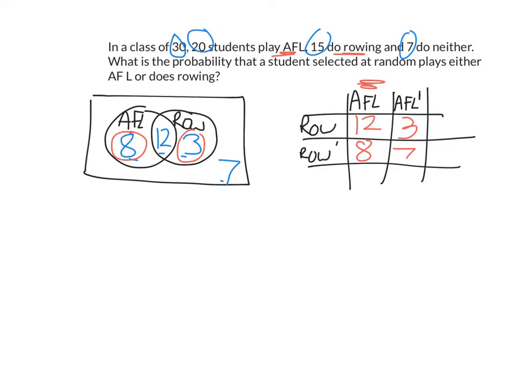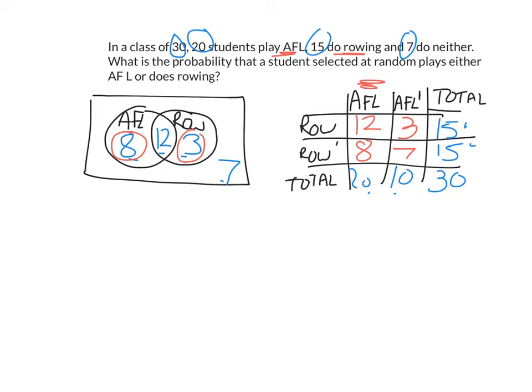7 do neither. Now, normally in a two-way table, we also have rows for the total just to help us along. So here we'd have 20, 10, 15, 15, and these two numbers and these two numbers should add to the same thing, which they do, 30. So we know we've done something right. So now we've got a Venn diagram and a two-way table.